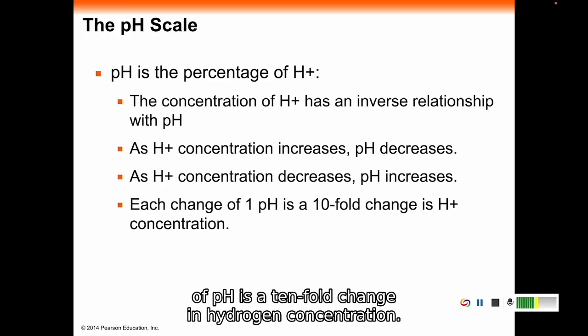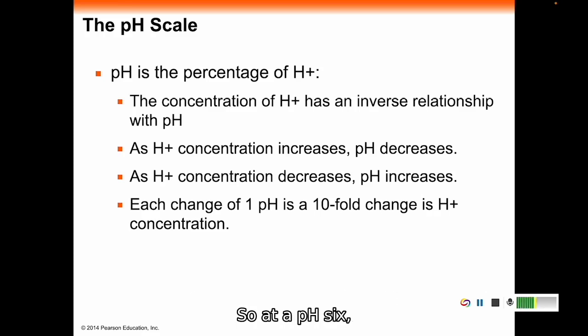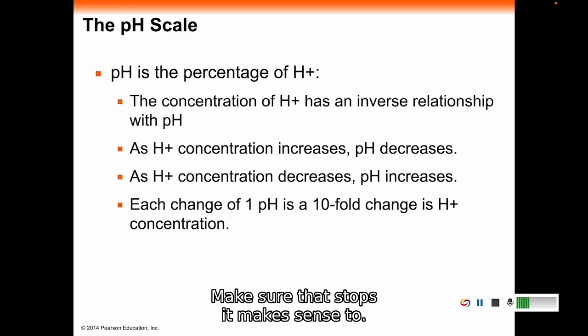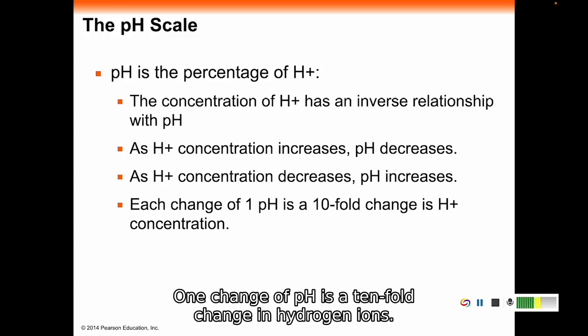Each change of pH is a tenfold change in hydrogen concentration. At a pH of 6, I have 10 times more hydrogen ions than I had at a pH of 7. If I go from 6 to 5, I've got yet another 10 times increase in hydrogen ions. So from 7 to 5, I have 10 times and another 10 times. From pH 7 to pH 5, I have a 100 times change. Make sure that makes sense to you. One change of pH is a 10-fold change in hydrogen ions.